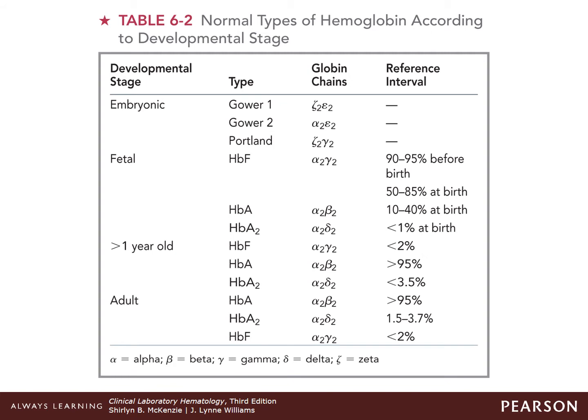Now in the adult, hemoglobin A is the major type of hemoglobin produced. It is composed of 2 alpha and 2 beta chains, and this is formed as early as 9 weeks gestation.